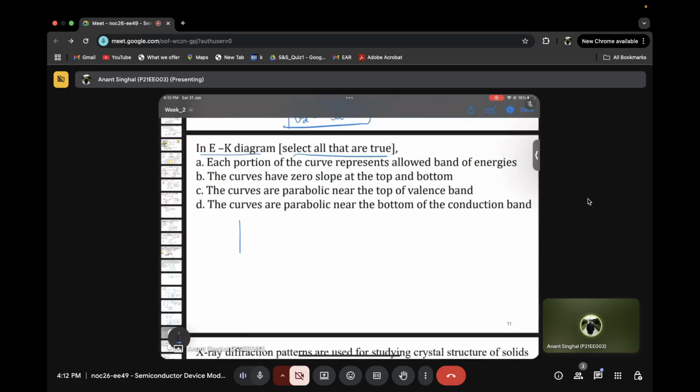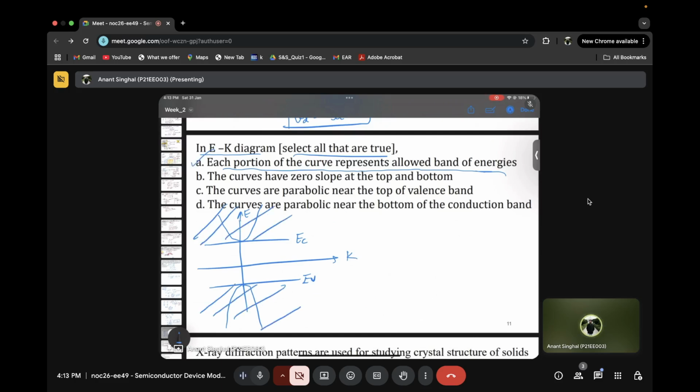If the actual EK diagram, once we make it, it can be direct, indirect. So let me make it direct only. So this is actually the conduction band. This is the valence band. So this is how an EK diagram looks like. This is K and this is energy. It says each portion of the curve represents the allowed band of energy. So this is actually all the allowed bands of energies. So option A is correct.